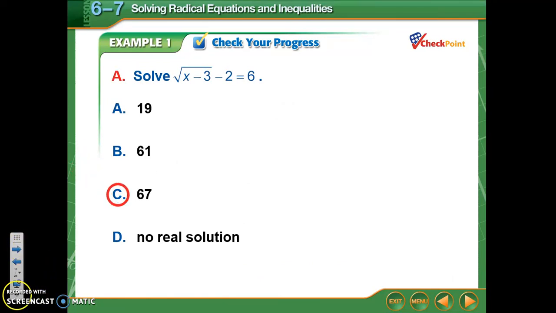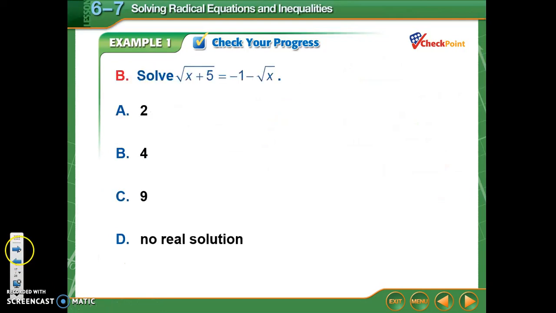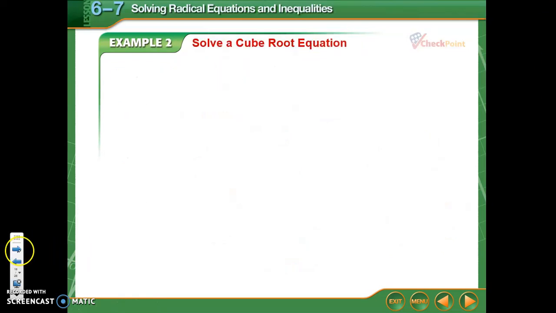Okay, your answer here is C, 67. And there's the work to show you how to get that answer. Again, make sure that you check. And try this one. The answer here is D. In this case, there's no real solution. And here's the work to show you how you got to no real solution. Your extraneous solution is x equals 4. It's extraneous because when you check it, you end up with 3 equals -3, which is not true.